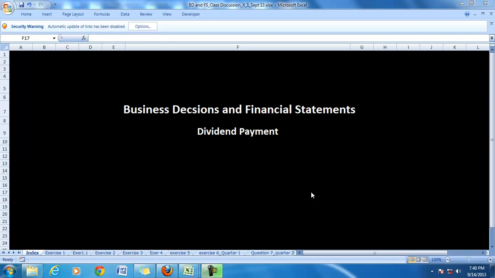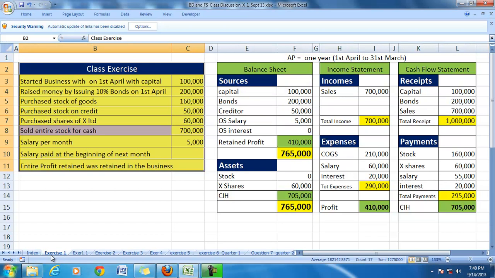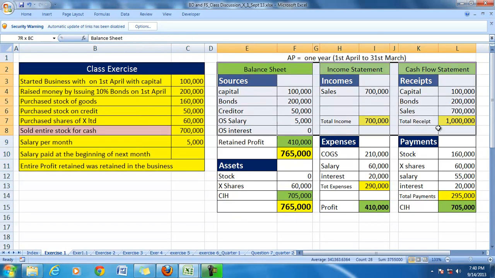Hello and welcome to our discussion on converting the business decisions into financial statements. We saw that when a set of transactions are given, we converted that into financial statements. We saw that the entire profit has been retained by the business.